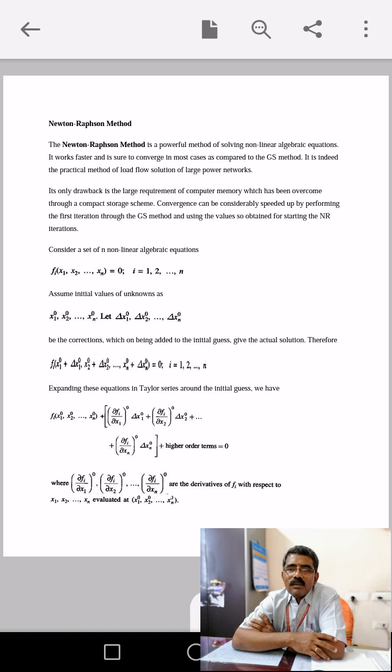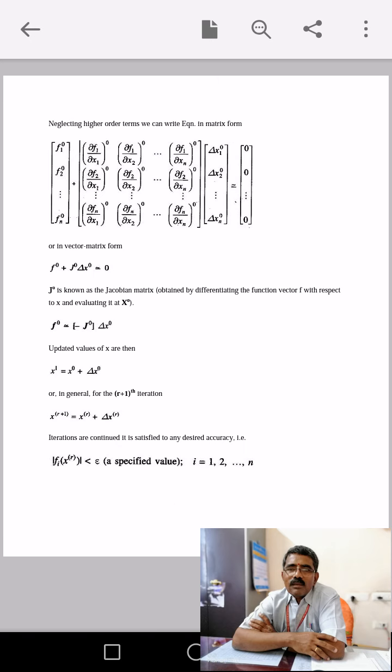Then the same set of equations, if we write in matrix form, you see f1(0), f2(0), f3(0), and so on and so forth, fn(0), plus the derivative terms dou f1 by dou x1, dou f1 by dou x2, and so on and so forth, dou f1 by dou xn.